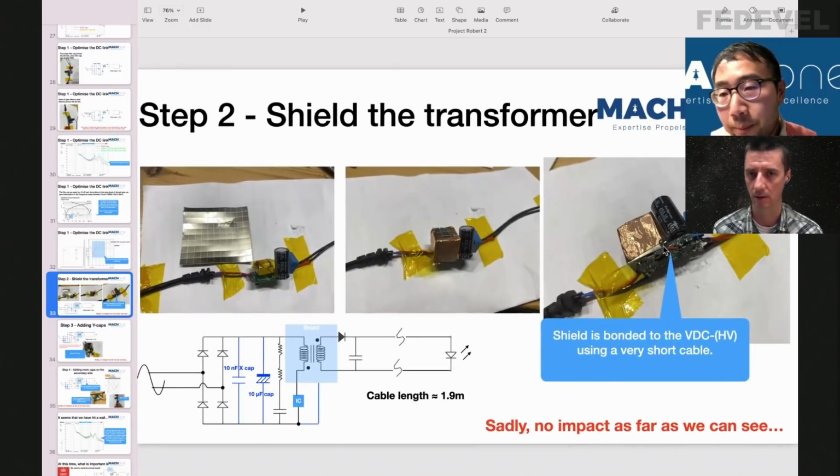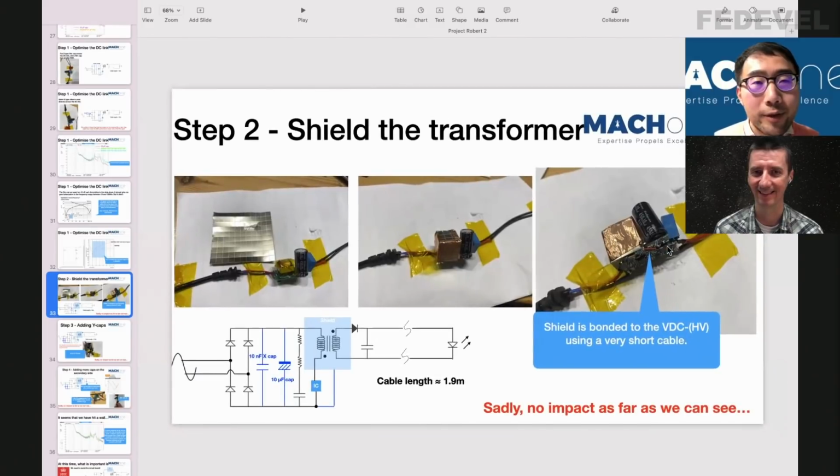I soldered a very tiny wire between the shield and the minus VDC. So you can solder on the shield. Is it expensive? I think it's not expensive. I think it's less than £10 for a big sheet.